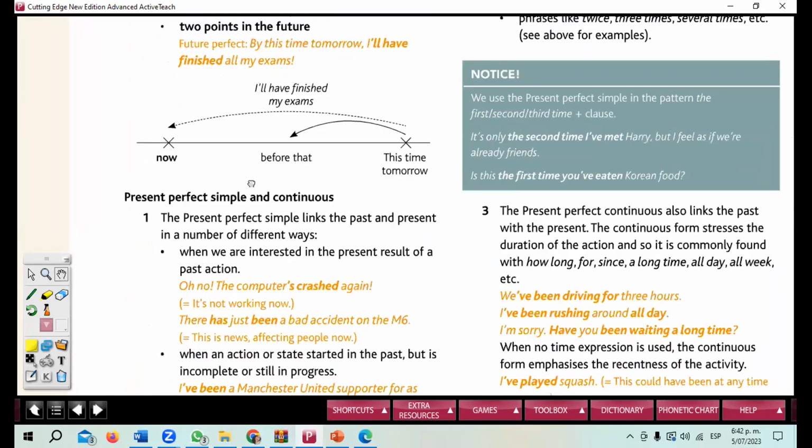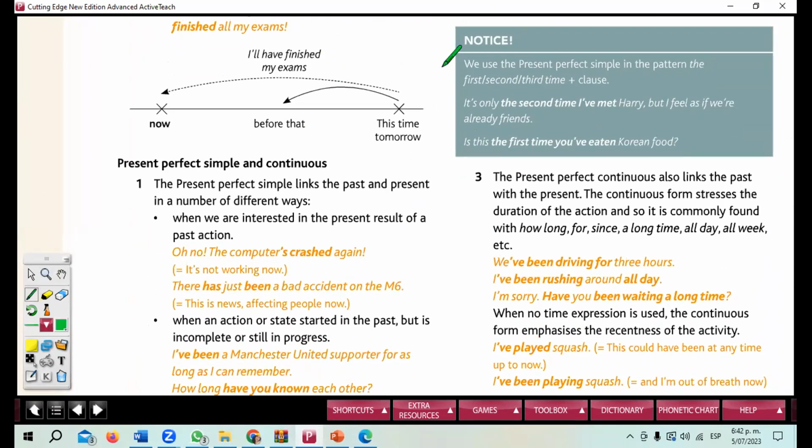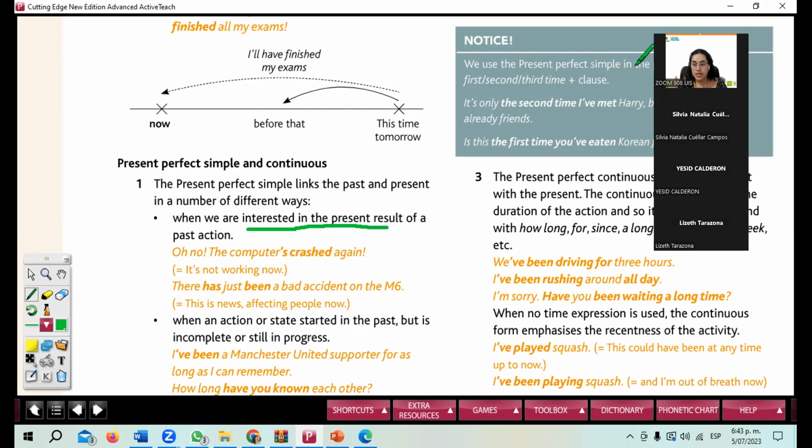So the present perfect links situations in different ways, okay? When we are interested in the present result of a past action, okay? For example, oh no, the computer has crashed again. So this means it's not working now, okay? This is the result of a past action in the present. There has just been a bad accident on the M6. So this happened in the past, but is affecting people now. So it's relevant. This is one situation where we use the present perfect simple, okay?